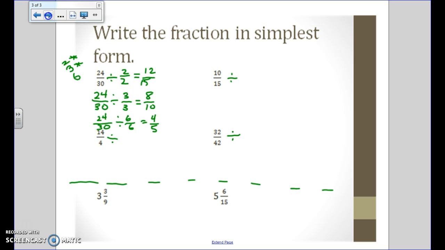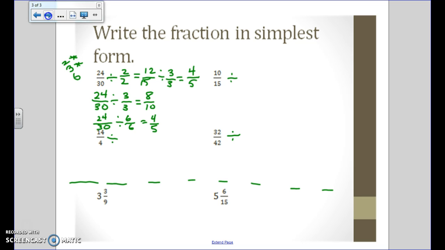I want to show you what happens when I choose each of those different numbers. When I chose 2, what I notice here is that 12 and 15 still share a common factor of 3. So this is not in simplest form yet. I have to do another step. Divide by 3. And that would leave me with 4 over 5. 15 divided by 3 is 5.